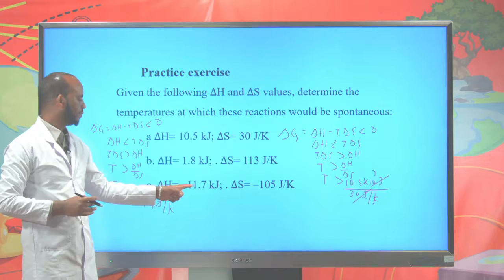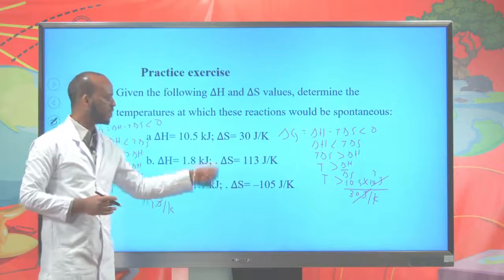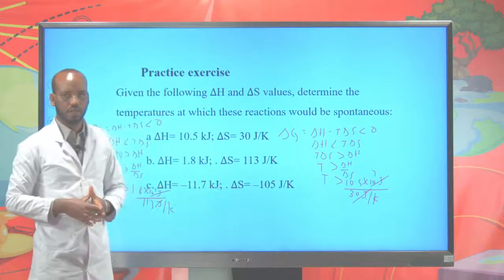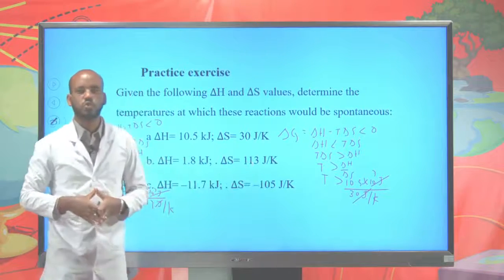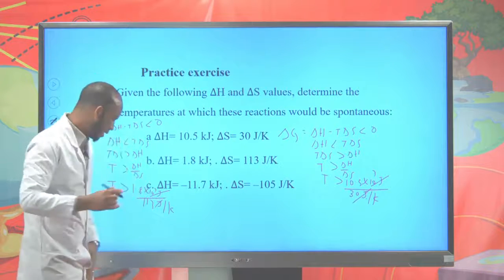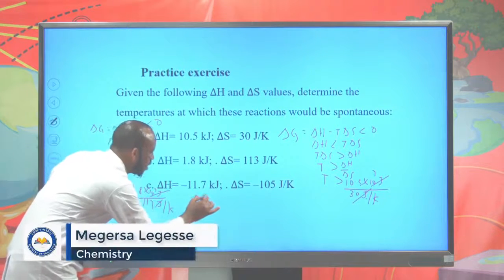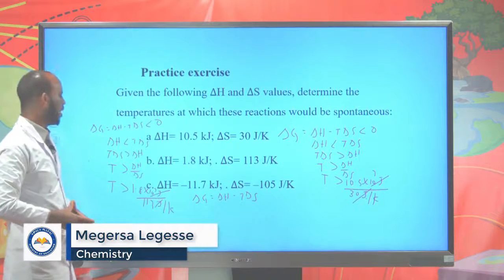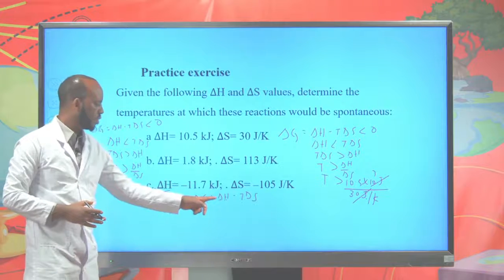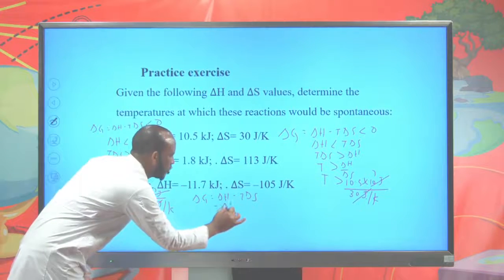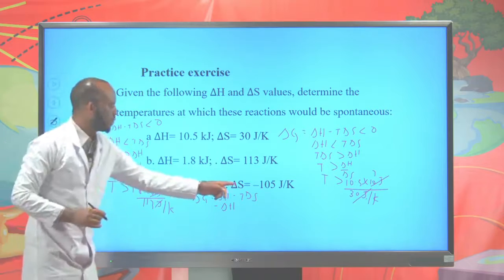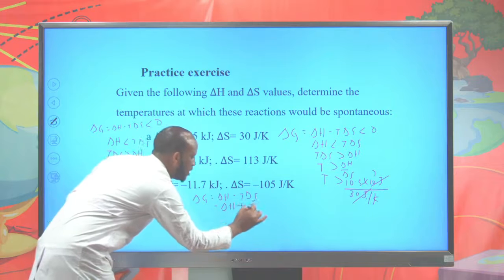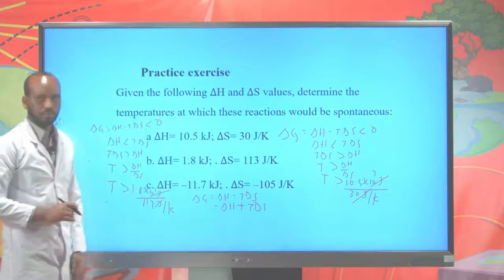C, delta H minus 11.7 kilojoule. Delta S is minus 105 joule per Kelvin. For what temperature would this reaction be spontaneous? Again, the Gibbs free energy change, delta G equals delta H minus T times delta S. Now the sign of delta H is negative, so minus delta H. Delta S is also negative. Negative times negative is positive, so plus T times delta S.